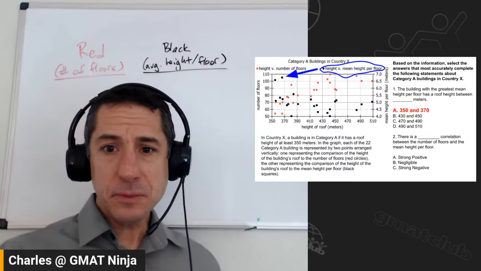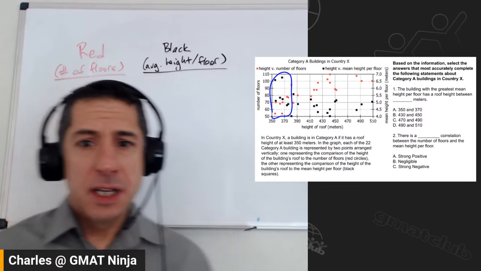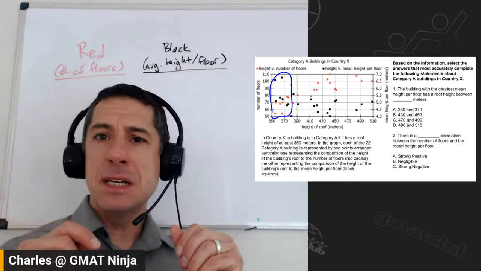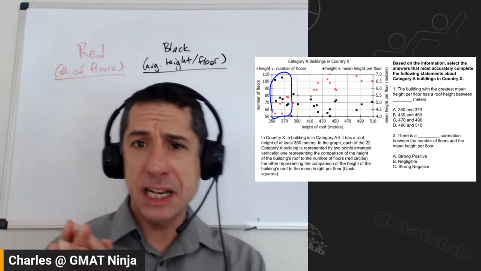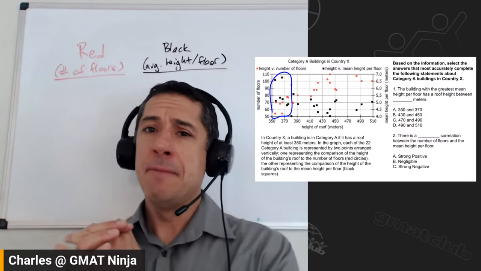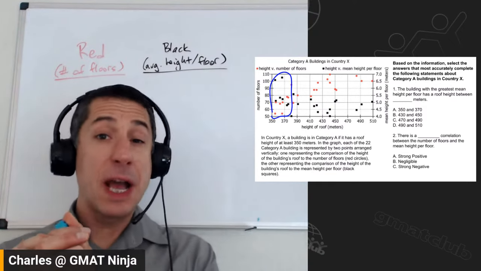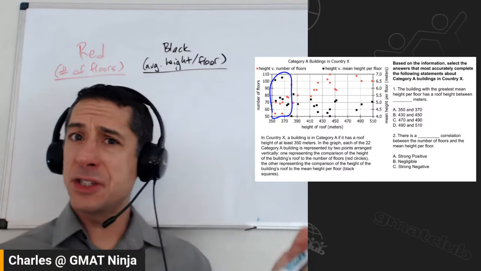Okay. Question number two. Correlations. And for what it's worth, you're going to see that term a lot. I don't think I've ever seen it on the quant section, maybe once or twice at most. It's a big thing on data insights; you're going to see it on a variety of the data insights questions. Not looking for anything super strong here.